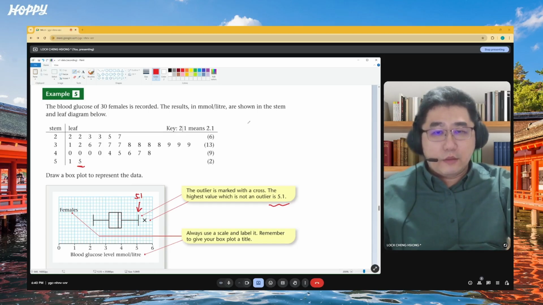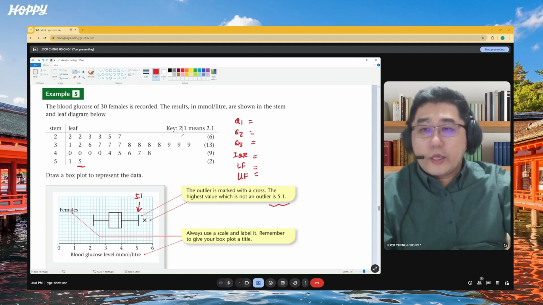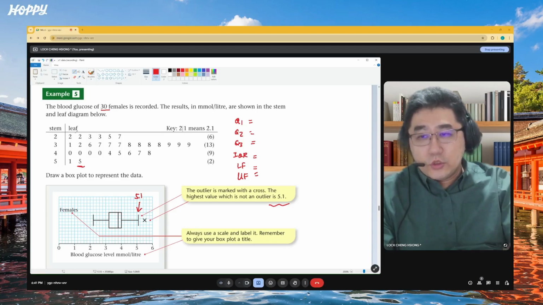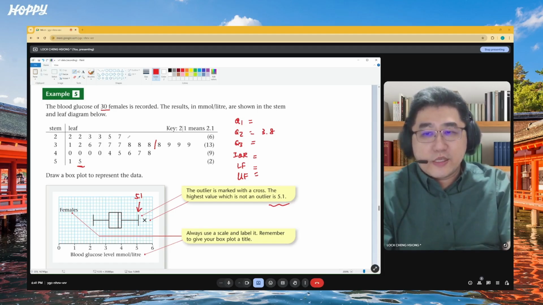Let's verify it by looking at the numbers. I will need Q1, Q2, Q3, IQR, lower fence, upper fence. Let's try to identify the values. I have 30 data here. So 30 divided by 2, I have 15. So I have first 6, 6, 7, 8, 9, 10, 11, 12, 13, 14, 15. I have a 3.8 here. Then after that, from the 15, I identify 7 and 7.